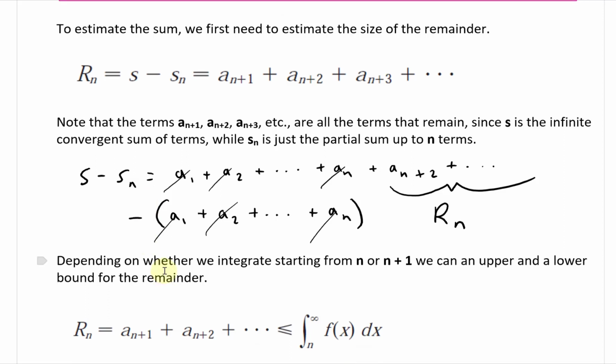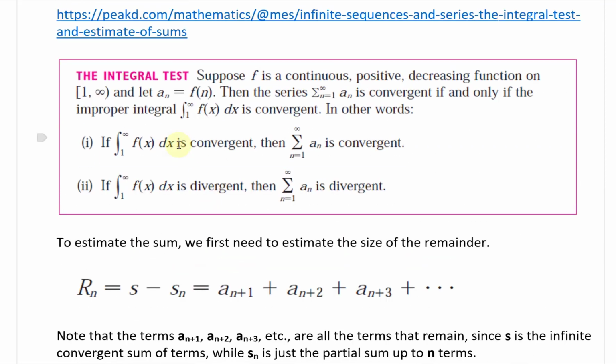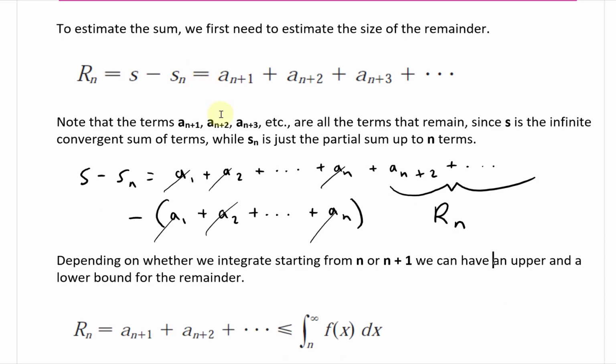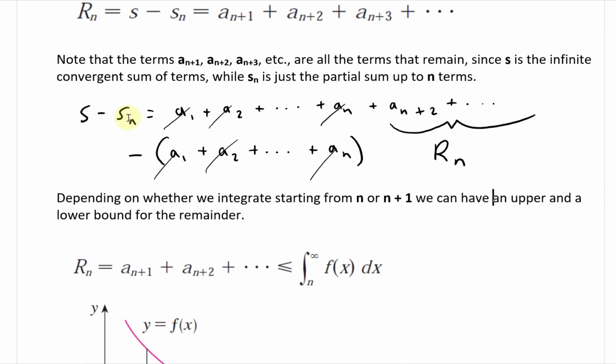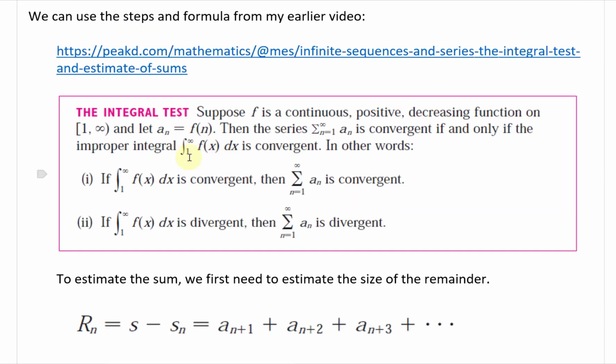All right, so continuing further. Depending on whether we integrate starting from n or n plus 1, we can have an upper and a lower bound for the remainder. And we're going to be integrating this function right here, because remember, you need to integrate this by the integral test: the integral from 1 to infinity of f(x) dx. But in our case, we want to find the remainder. So let's say we calculate a partial sum, and then we get these terms a_(n+1), a_(n+2), etc. So we can take the integral starting from n as opposed to starting from 1.